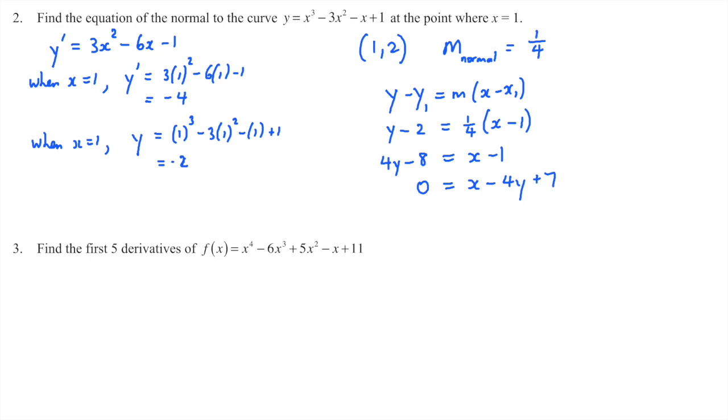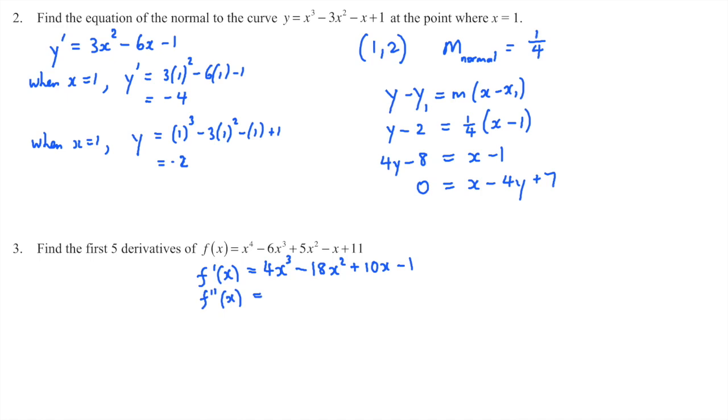Question 3 says to find the first 5 derivatives. Well, let's see what happens. The first derivative equals x to the power of 4 will become 4x cubed. Minus 6x cubed becomes 3 6s are 18, so it becomes 18x squared. 5x squared, 2 5s are 10, becomes 10x. Minus x to the power of 1 becomes minus 1x to the nothing, or just minus 1. There's the first derivative. I have to find the first 5 derivatives.